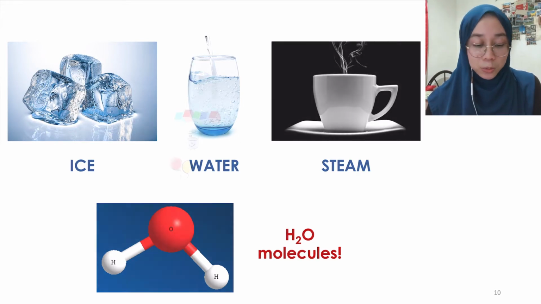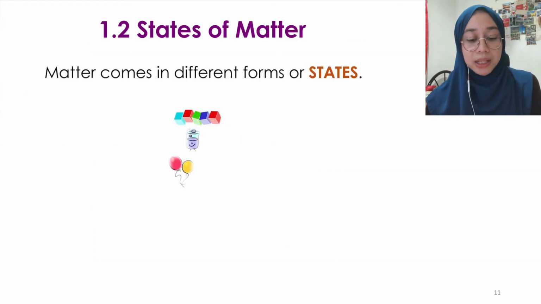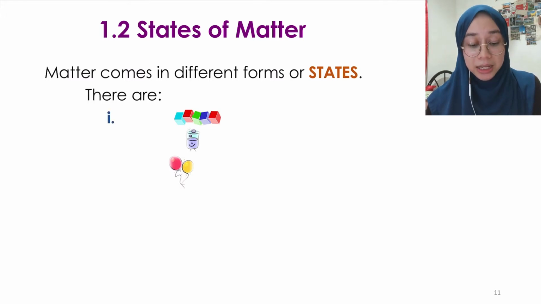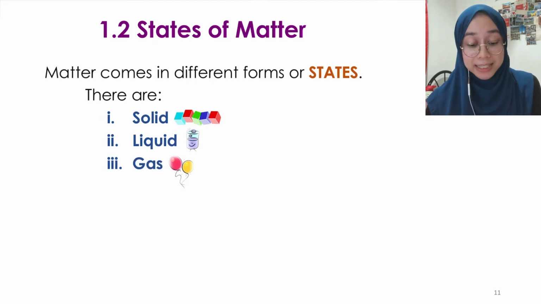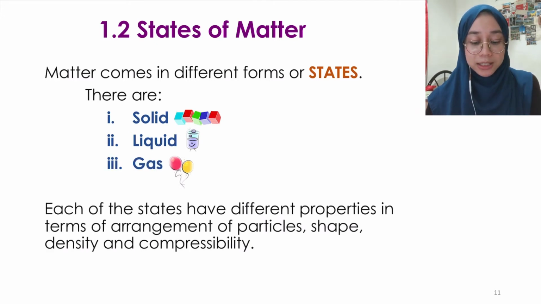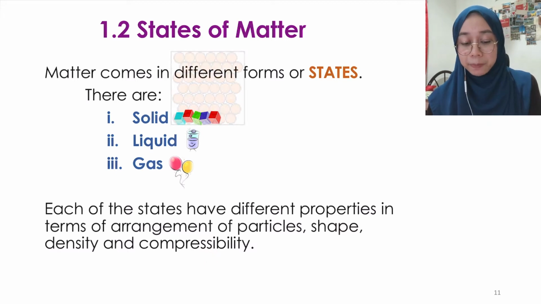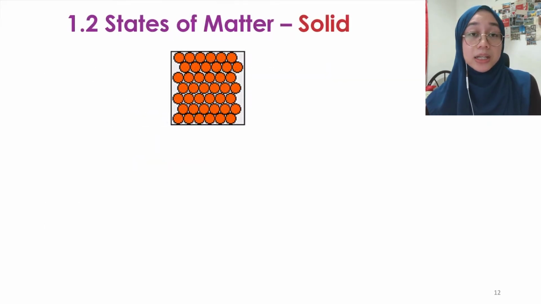So matter comes in different forms ataupun sebenarnya kita lebih selalu panggil sebagai states. So they come in 3 states of matter. We have solid, we have liquid and also we have gas. Each of the states has different properties in terms of the arrangement of particles, the shape, the density and also the compressibility. So first let's have a look at this solid.